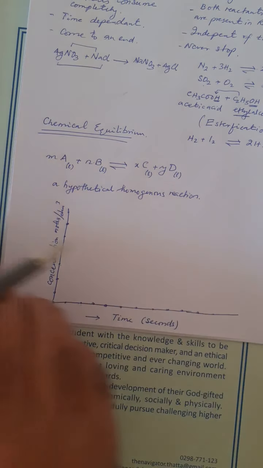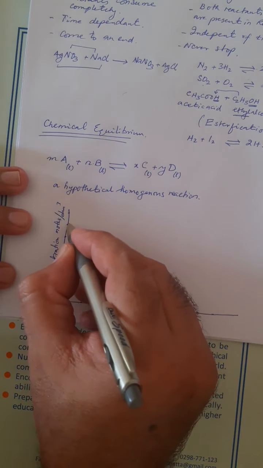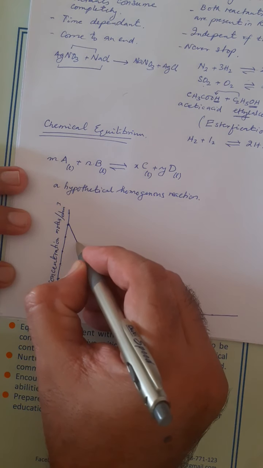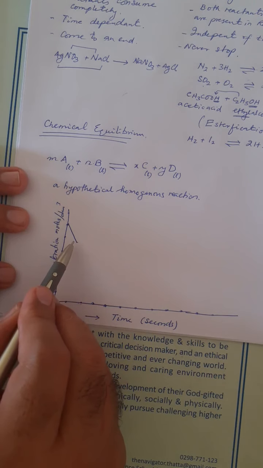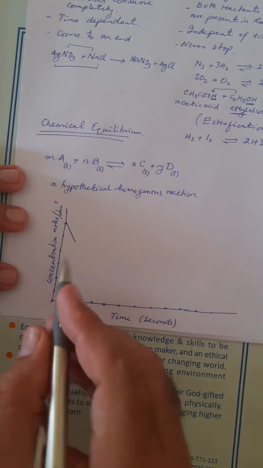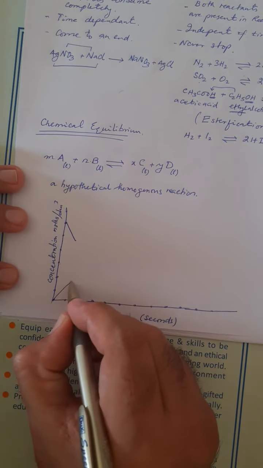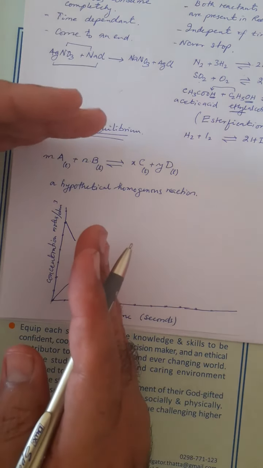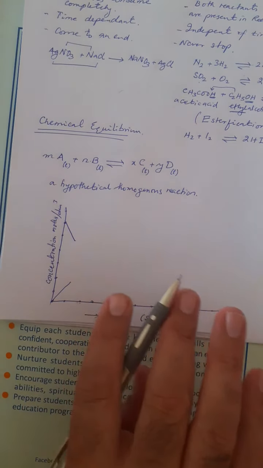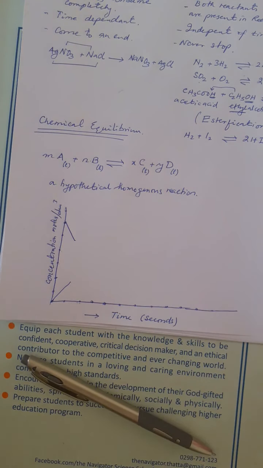So if this line is going down, what does it mean? It means A and B are getting less. Why are they getting less? Because they are converting into C and D. So this goes up. C and D are increasing with time, A and B are decreasing with time. So what's going to happen? There will be a decrease in the quantity of the reactants A and B as time passes, and there will be a gain in the quantity of C and D as time passes.